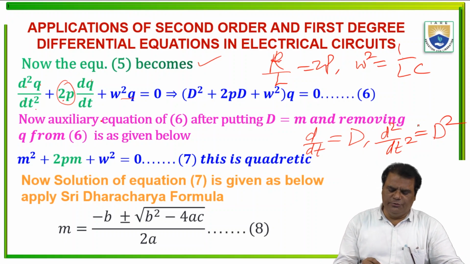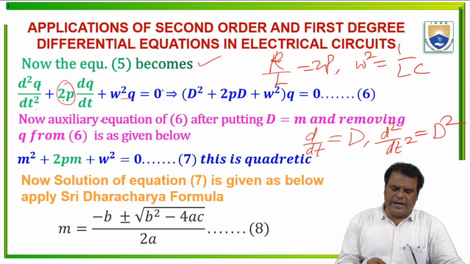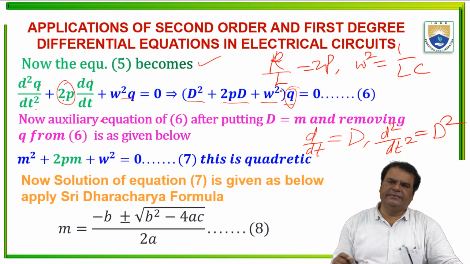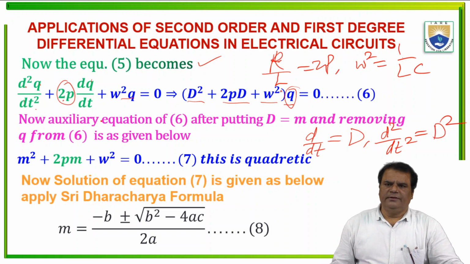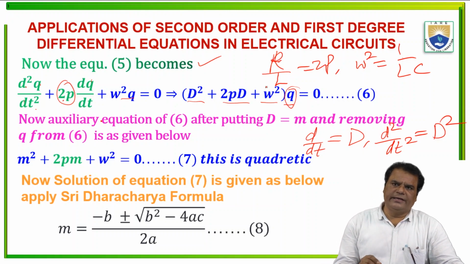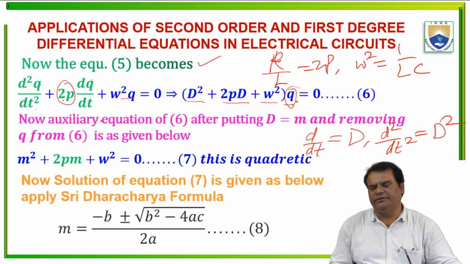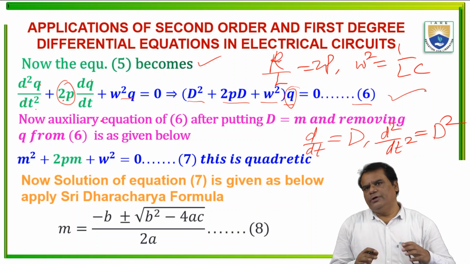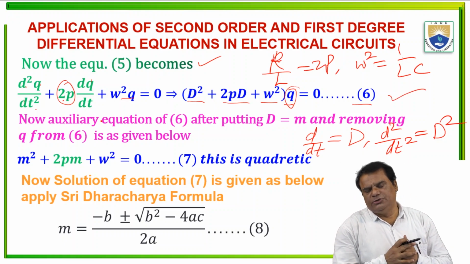After putting these values in equation 5, 6, we get this: D square plus 2pD plus w square, Q. Here we are taking Q on the left side, and the function on the right side. Q is some function of T; Q is the dependent variable and T is the independent variable. So this is equal to 0. This is equation 6. Now equation 6's right hand side is 0.